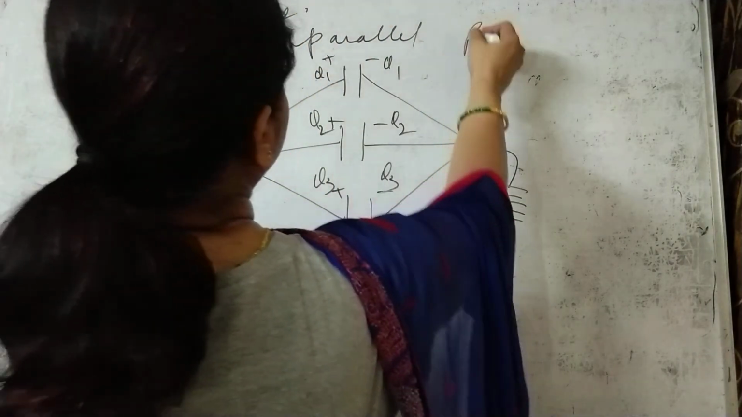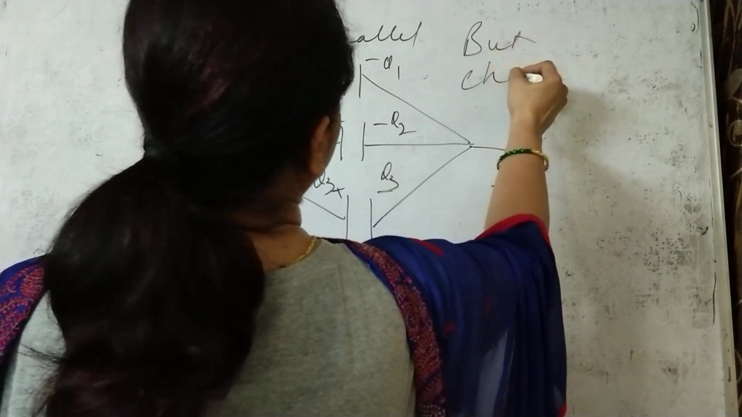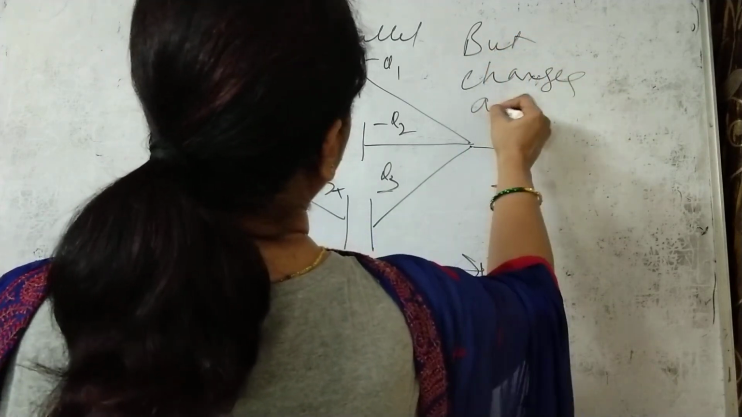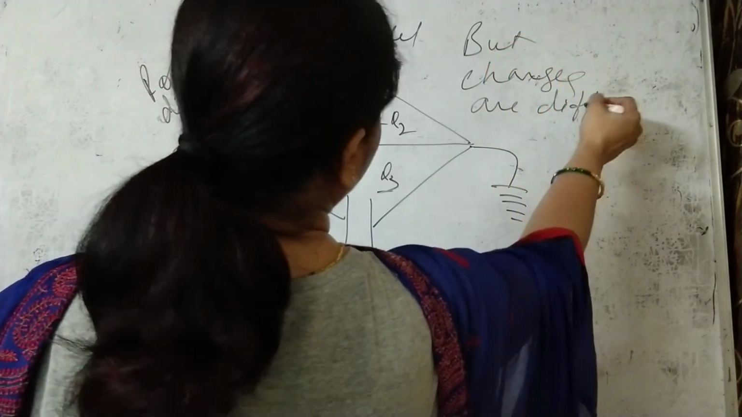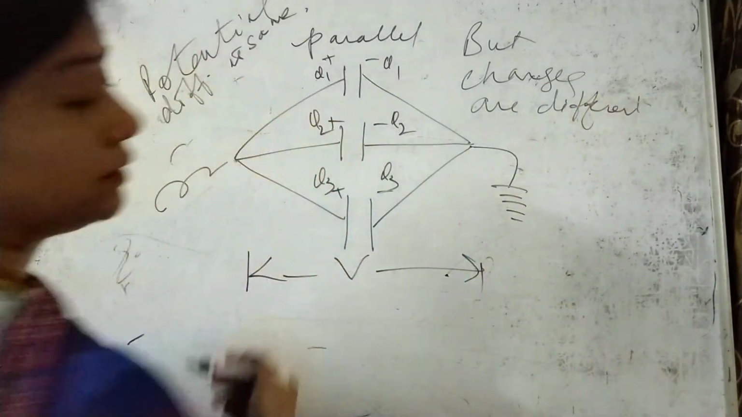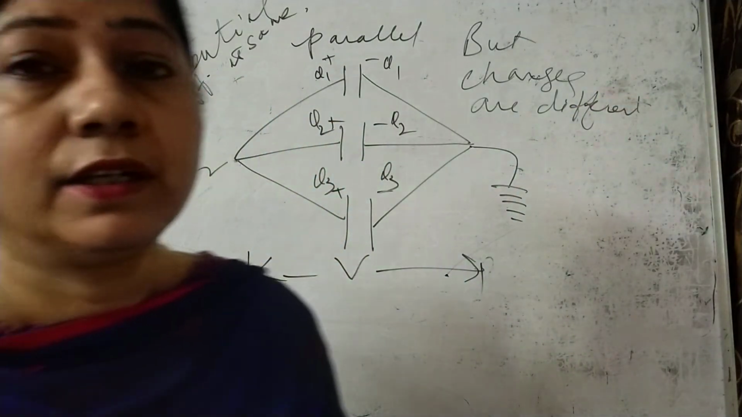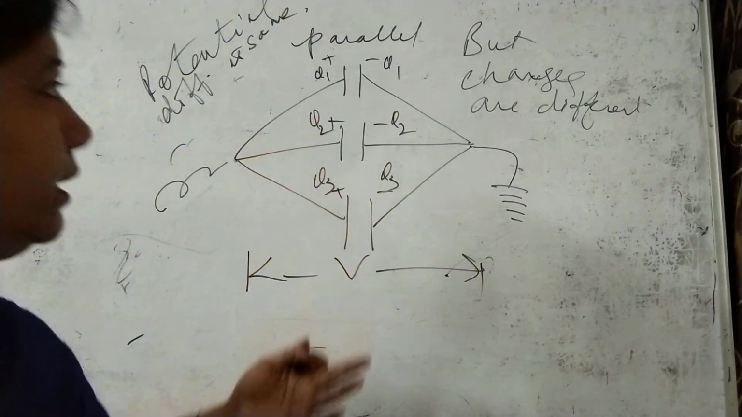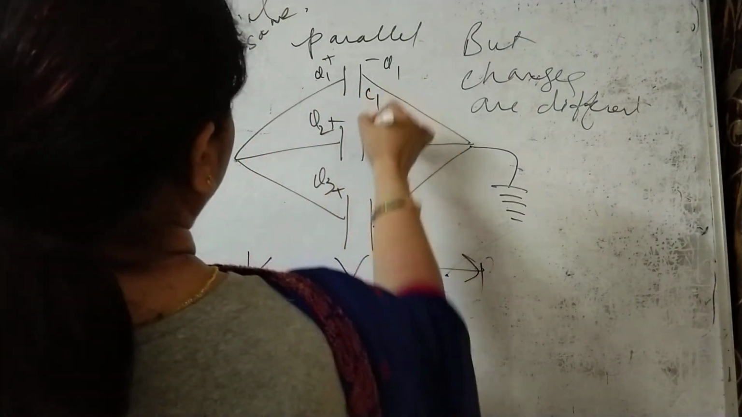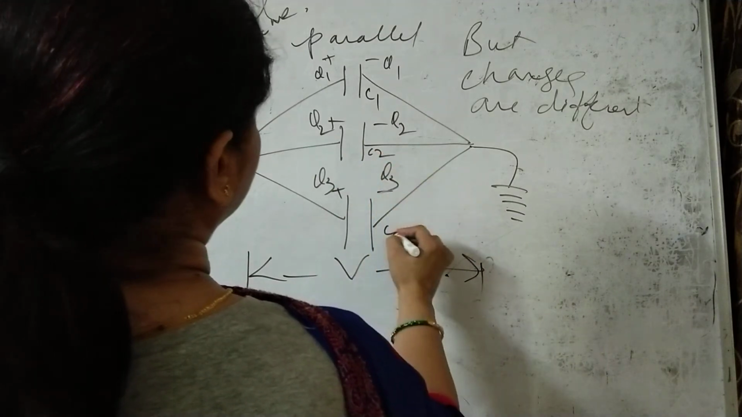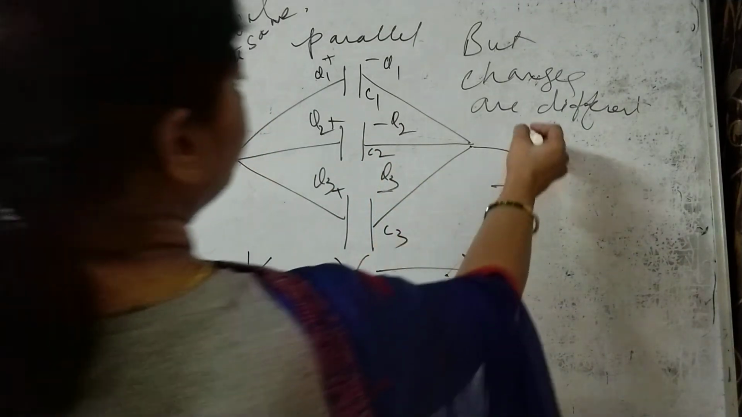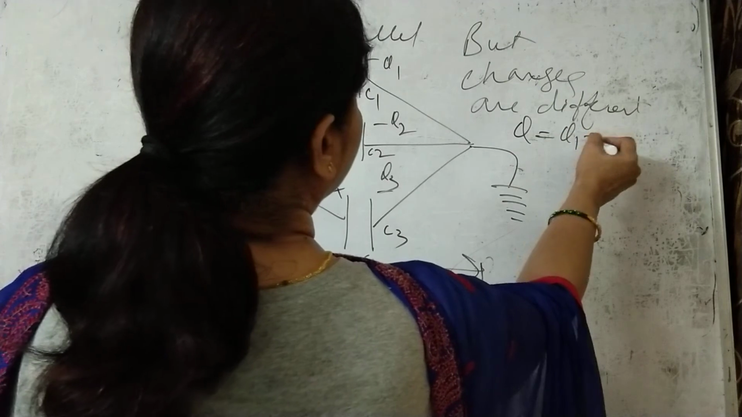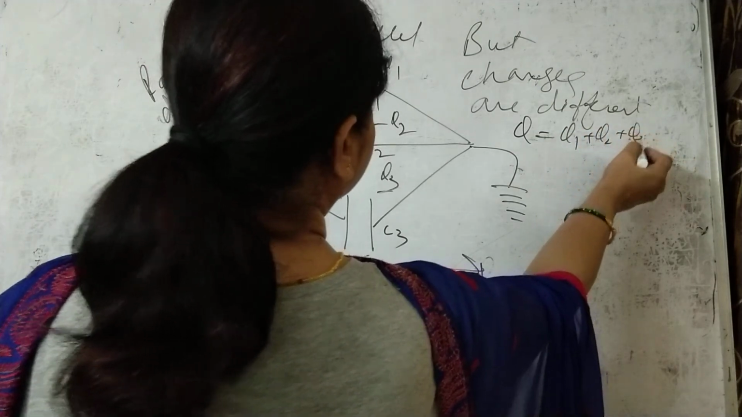But the charges are different, they will not have the same charge. Since the charges are different, and the capacitances are C1, C2 and C3, we will have Q equals Q1 plus Q2 plus Q3.